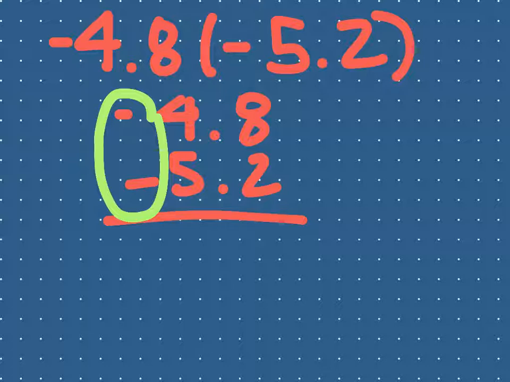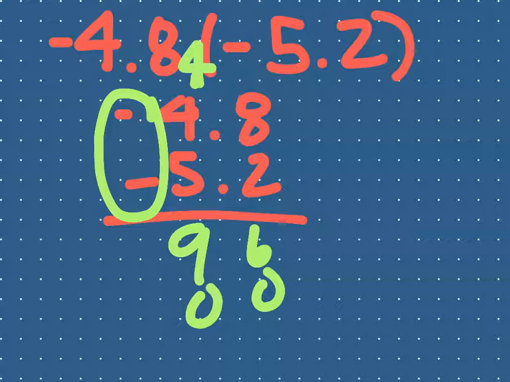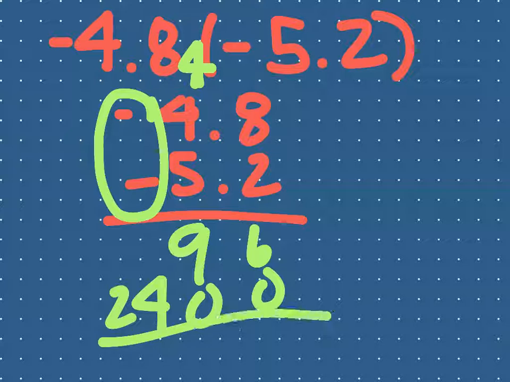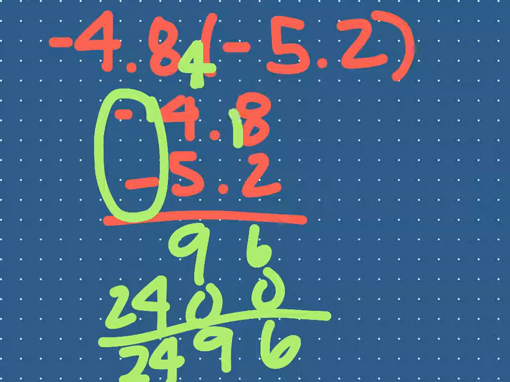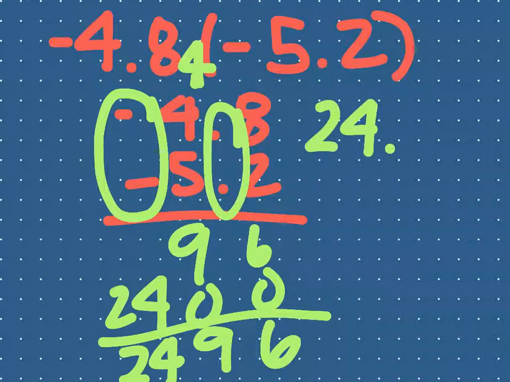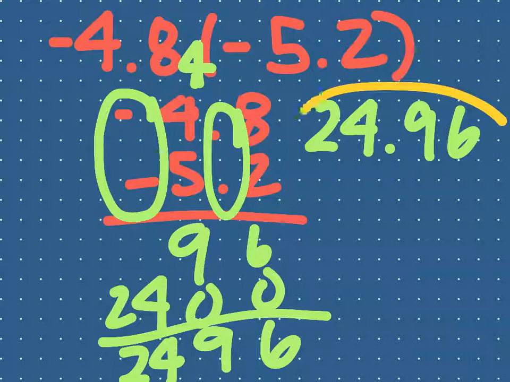8 times 2 is 16. 4 times 2 is 8, plus 1 is 9. 8 times 5 is 40. 5 times 4 is 20, plus 4 is 24. Now we have 2, 4, 9, 6. We have 2 decimal places, so now our answer is 24.96. That's my answer.